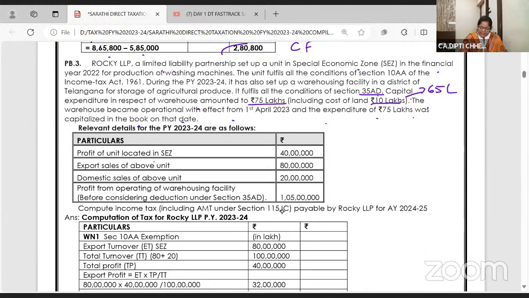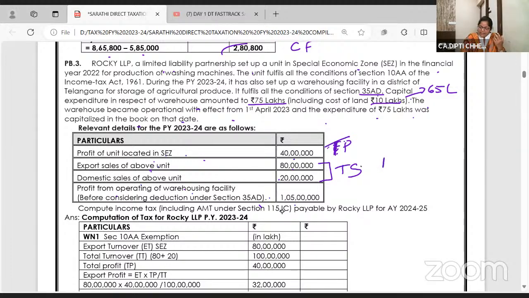Now profit in SEZ is given, export sales is given, domestic sales. So this will make your total sales. And total profit is given before 35AD. And profit of the SEZ is given. I hope you are getting it. Data will be given differently. Export sales and domestic sales. So this is your total sales. This is your export profit. Profit of the SEZ, whole unit. Sorry, total profit.